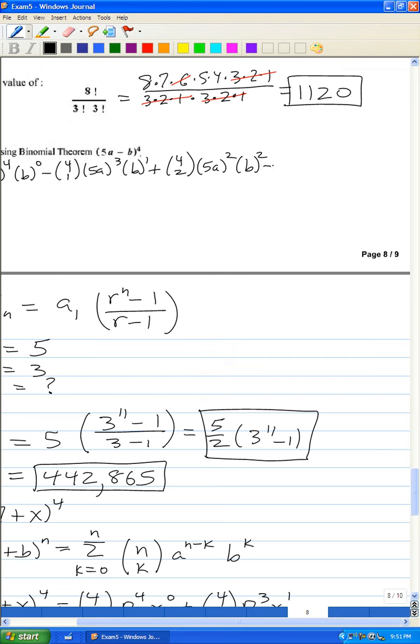minus 4 choose 3, 5a to the 4 minus 3, 1, b to the 3, plus 4 choose 4, 5a to the 0, b to the 4.